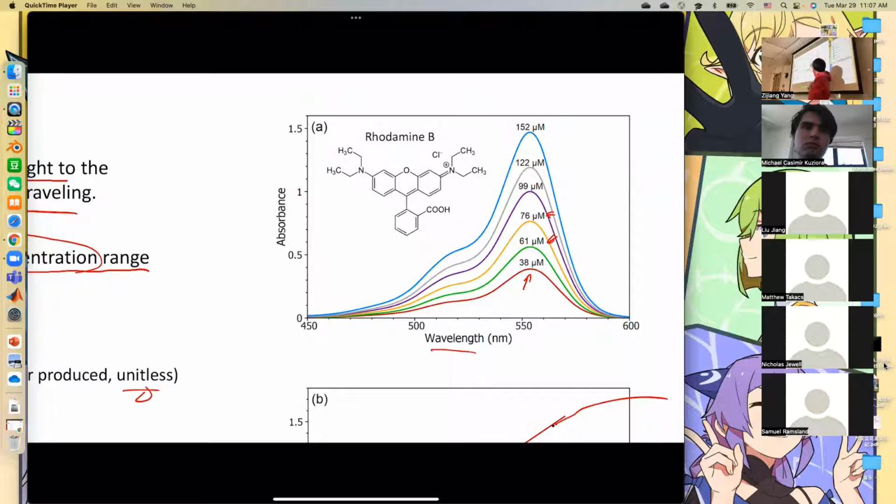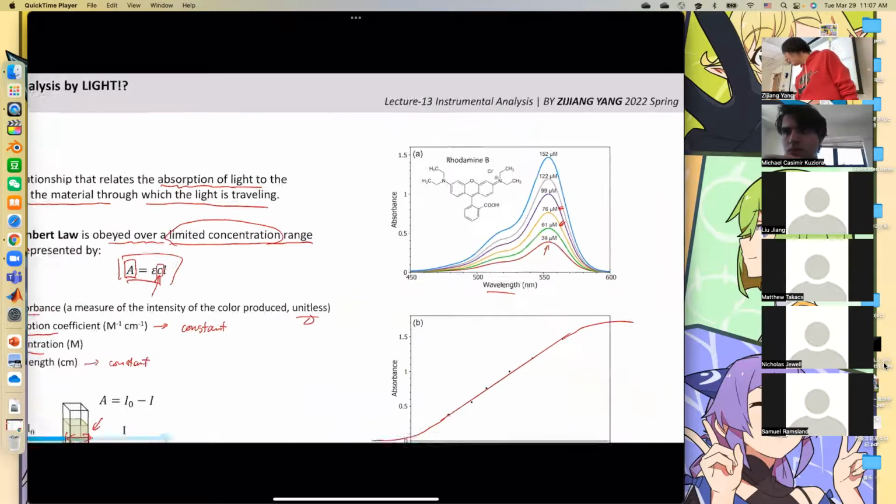Like for this chemical, when we use the light that has about this wavelength, then it can absorb more than other wavelengths. By the way, for light at this range, I think this is about red color, or green, or red.